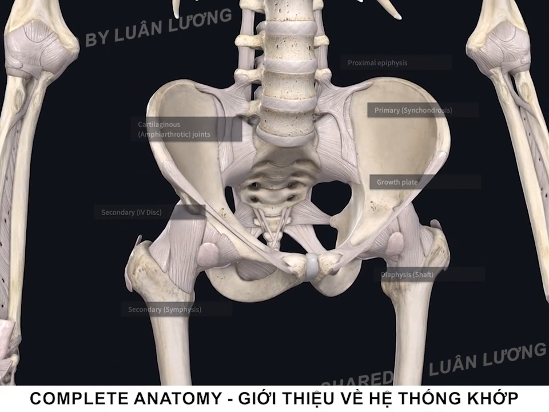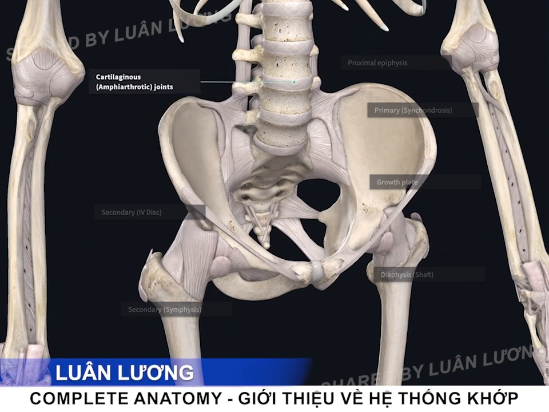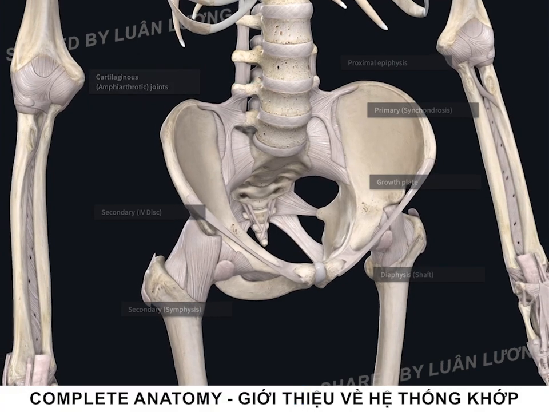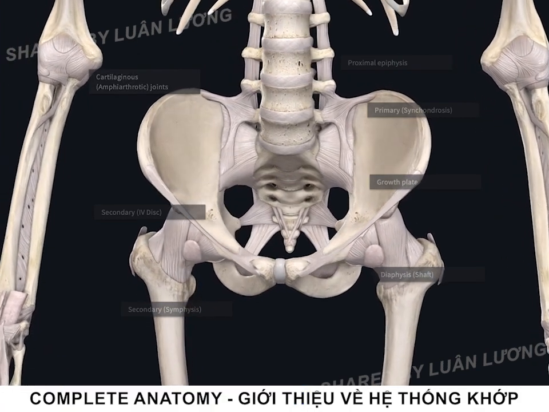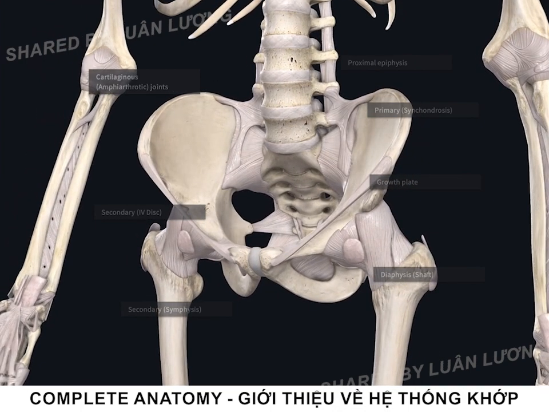Now, a cartilaginous joint is also known as an amphiarthrotic joint, and this is different than a fibrous joint in that it has a little bit of movement. Whereas a fibrous joint was immobile, these have a slight amount of movement within the joint.